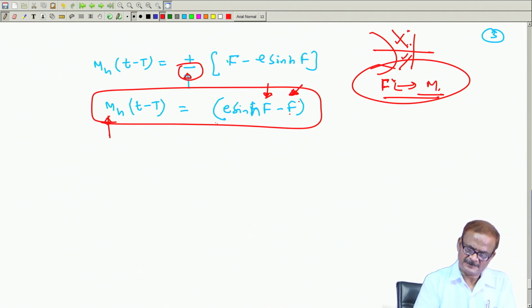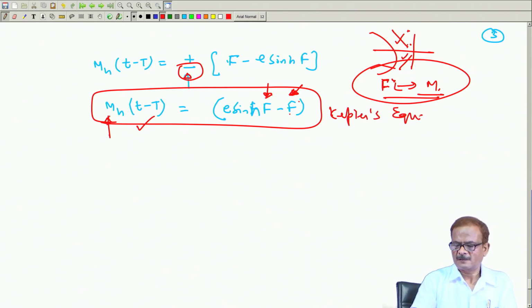Okay, this negative sign is selected and we put it here in this format, which is our Kepler's equation for hyperbola.